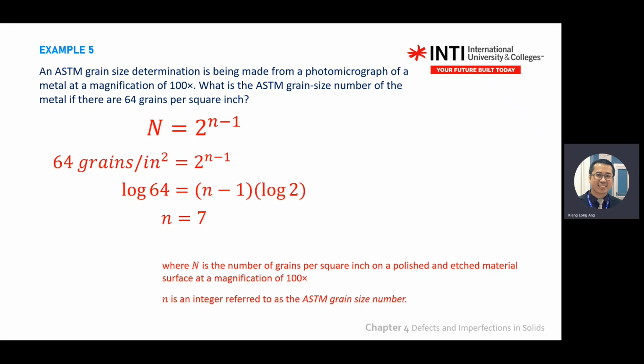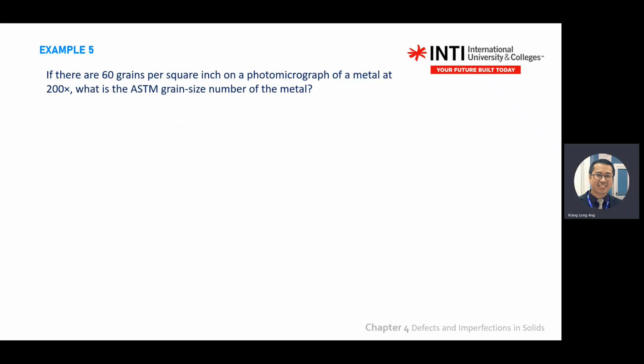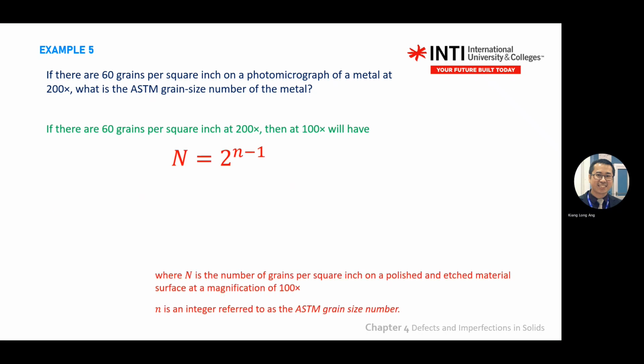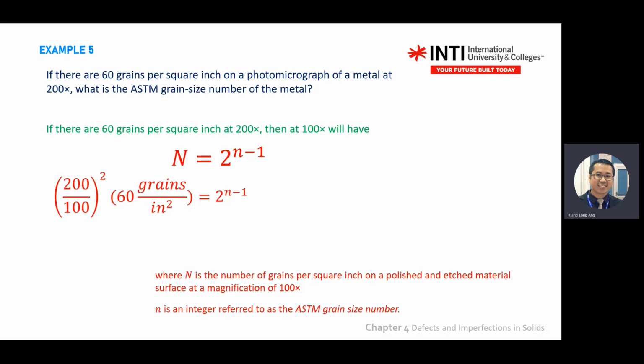Then another example, example 6. If there are 600 grains per square inch under the microscope, and you use 200 power, what is the ASTM grain size of the metal? Same. So if there are 600 grains per square inch at 200, you just scale down from 200 power to 100. You use 200 divided by 100, then you square it. It's a factor you use to scale down. Then 60 grains per inch, like what you did in example 4 just now.